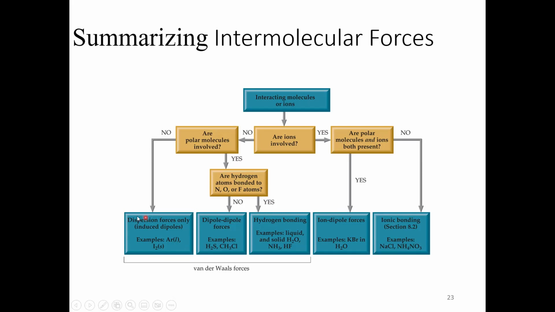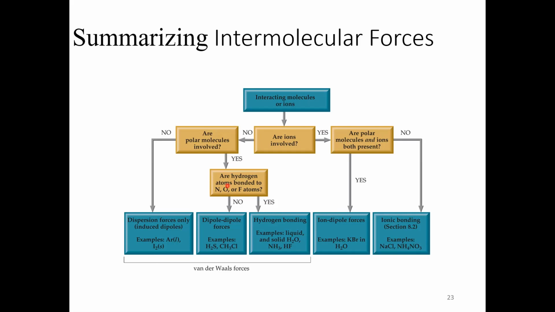Dispersion forces are going to be present in everything, but those are the only force present in nonpolar molecules. So if we've got a noble gas, for instance, or a diatomic halogen, something like iodine, all we're going to have is that dispersion force, because we're only going to have those temporary dipoles by the uneven distribution of electrons. But if we do have a polar molecule, then we need to identify if hydrogen bonding is going to occur.